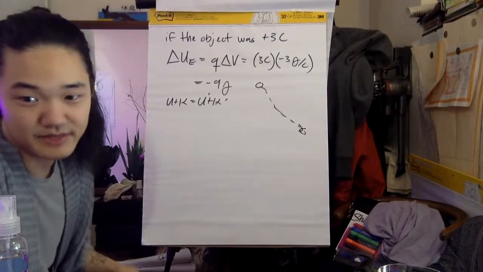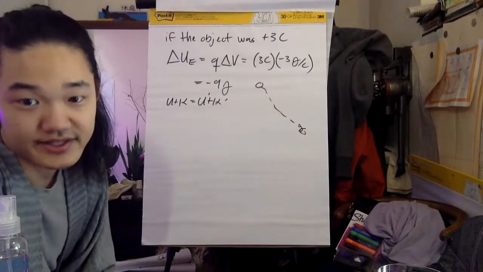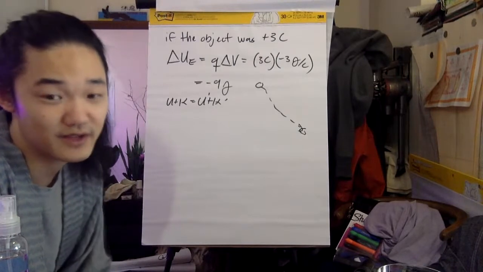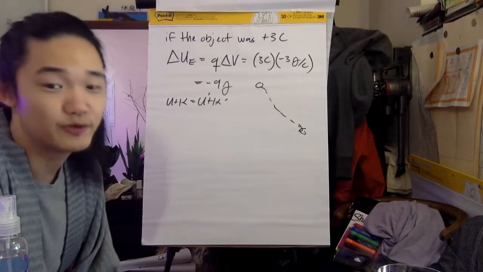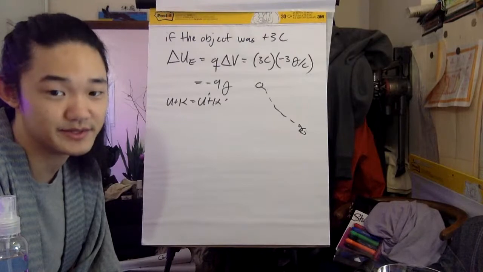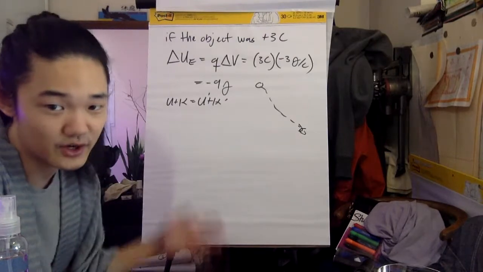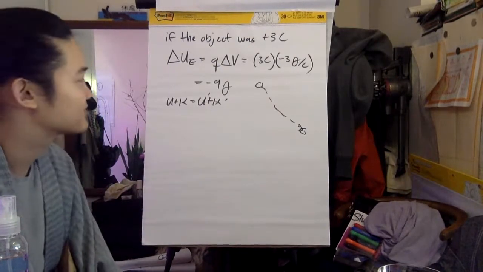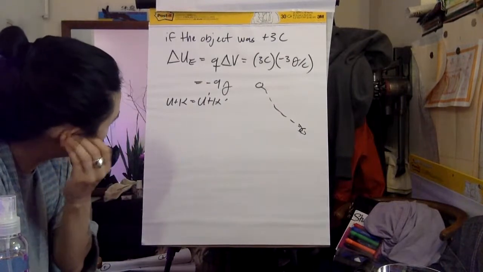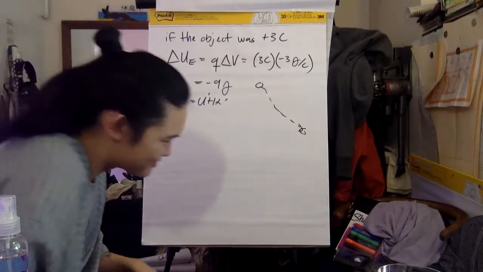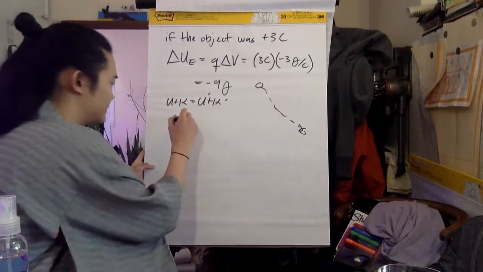If it gains potential, it would decelerate. Yes, Sarah. And eventually, it would reach a point where the velocity would be 0, and you couldn't go any further, right? I'm going to draw this really quickly.